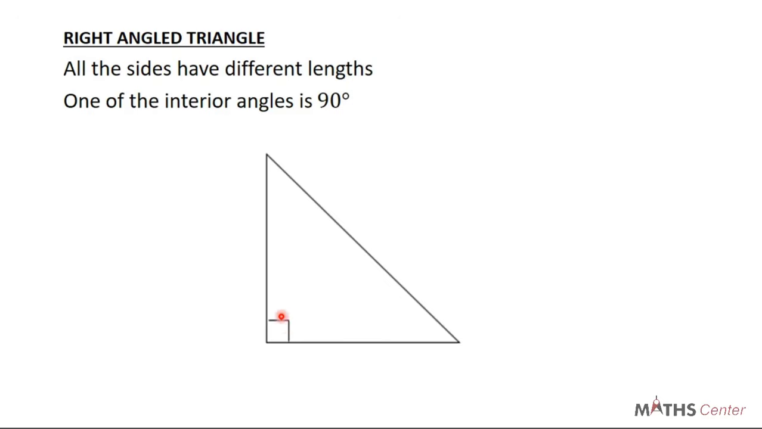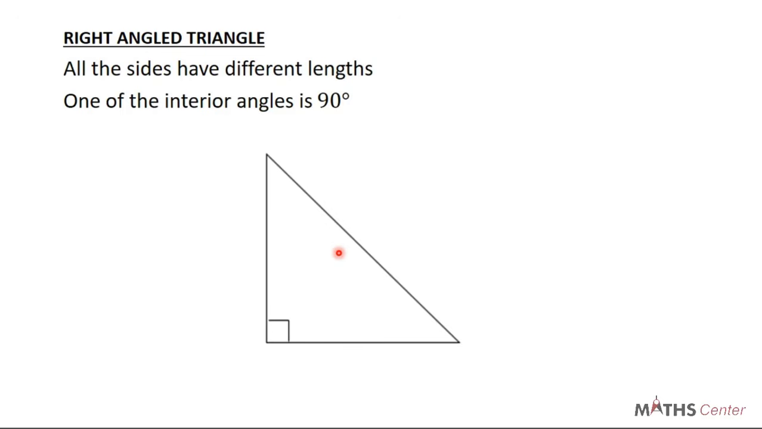So just as you have here, I told you in a previous video that if you see this sign here, it means a 90 degrees or a right angle. So this is forming a right-angled triangle. All the sides are of different lengths, but one of the interior angles is 90 degrees. Whenever you have that, we say that you have a right-angled triangle.